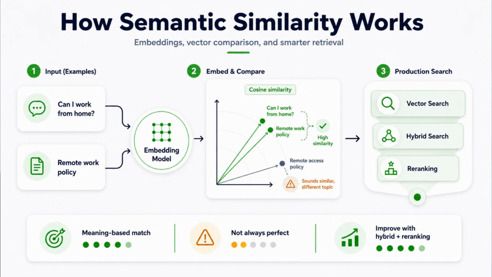Now, this can happen when the question is unclear, or when the document chunks are poor, or when two topics sound very similar. So if the system is not designed properly, it may retrieve the wrong one. That is why production search systems often use hybrid search and re-ranking. Hybrid search combines keyword search and vector search, and re-ranking takes the results and sorts them again based on relevance. We'll cover these topics later in the RAG section, but for now, just remember that semantic similarity helps find meaning-based matches, but in production, we normally combine it with other techniques to improve accuracy.